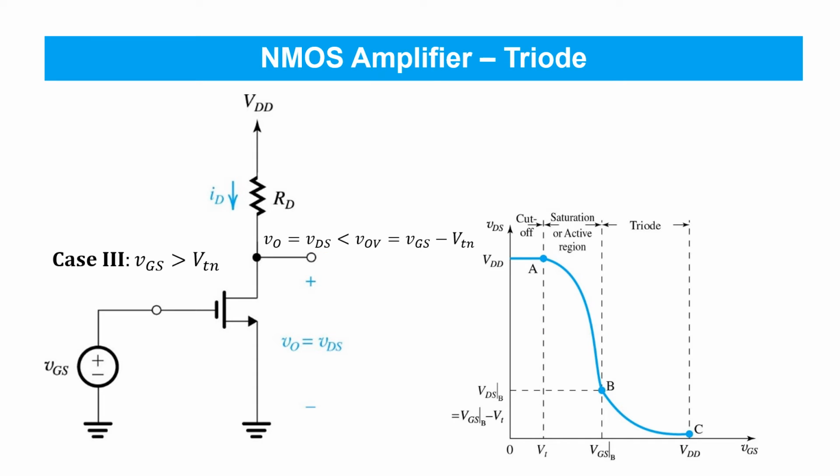Finally, we enter this third part of the curve, where the NMOS transistor enters triode. This occurs with VGS larger than the threshold voltage and the output voltage, VDS, less than the overdrive voltage, VOV. In this part of the curve, beginning at point B and going to point C, where VGS equals VDD, the drain current is no longer governed by the square law in saturation. Instead, it's governed by this triode equation.